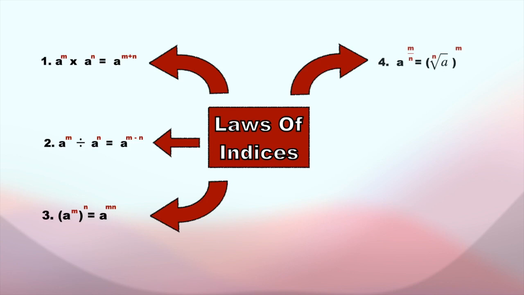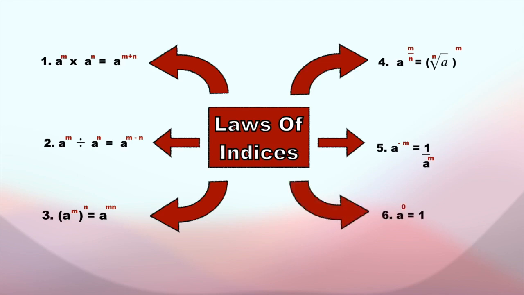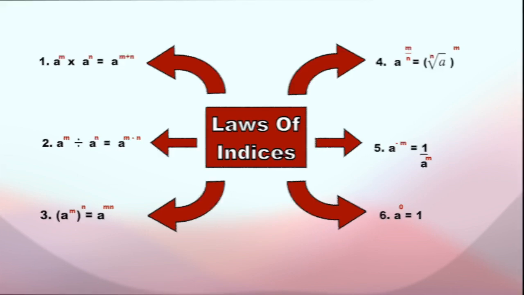Fourth rule, a to the power of m/n is equal to the nth root of a to the power of m. Fifth rule, a to the power of minus m is equal to 1 divided by a to the power of m. And lastly, a to the power of nothing gives us 1. Now that we know the rules, let's look at some exam questions.